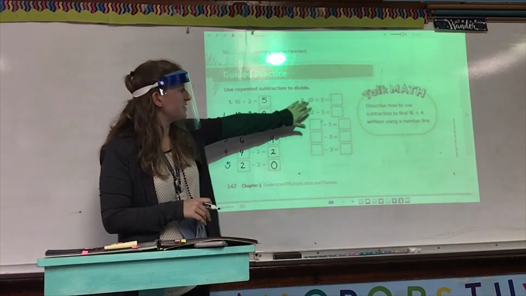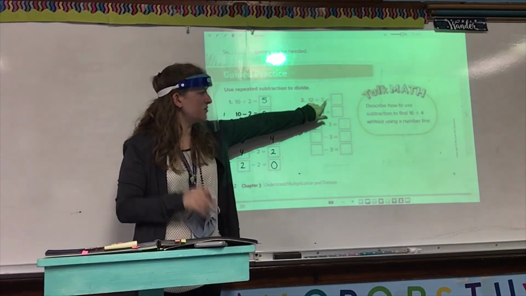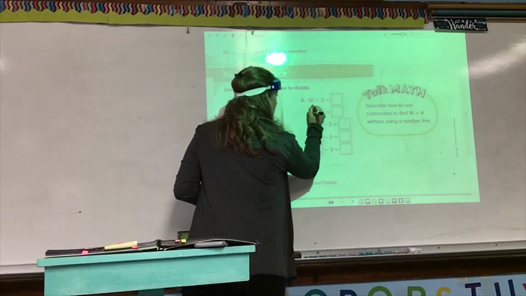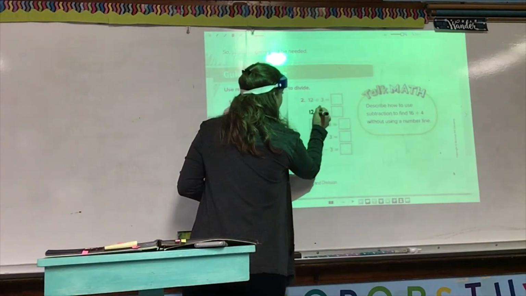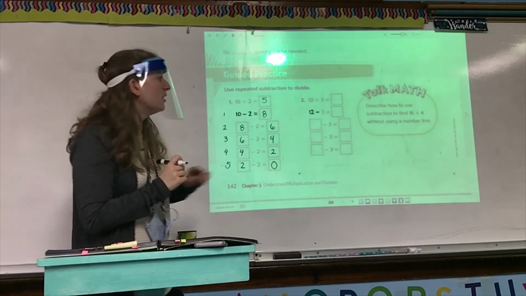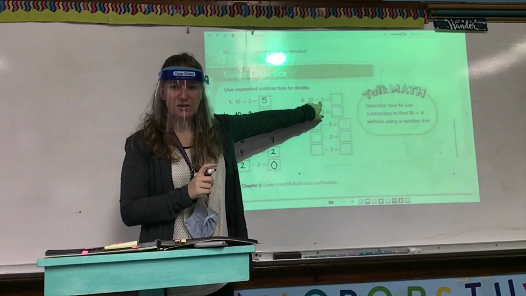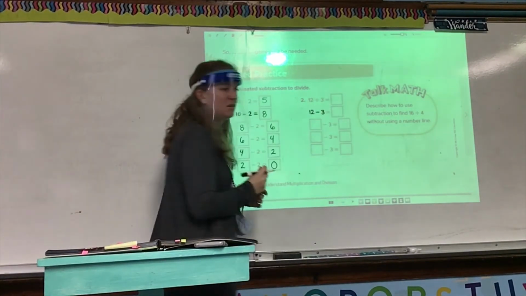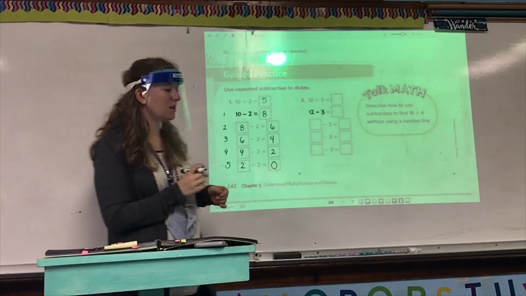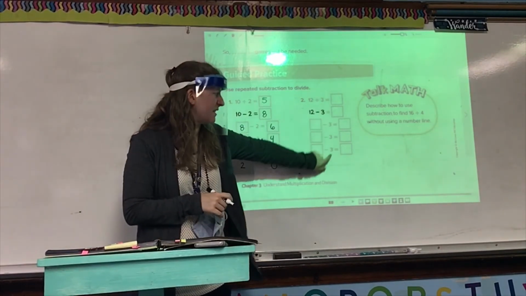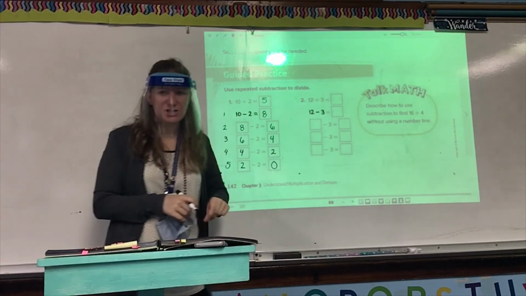Okay, Smith, where do we start? Do we start with the dividend or the divisor? The dividend. Which is what? 12. Good. And then we subtract what each time? The divisor, which is 3. Are we going to change the number we subtract? No. The subtrahend will stay the same. The minuend is what changes.